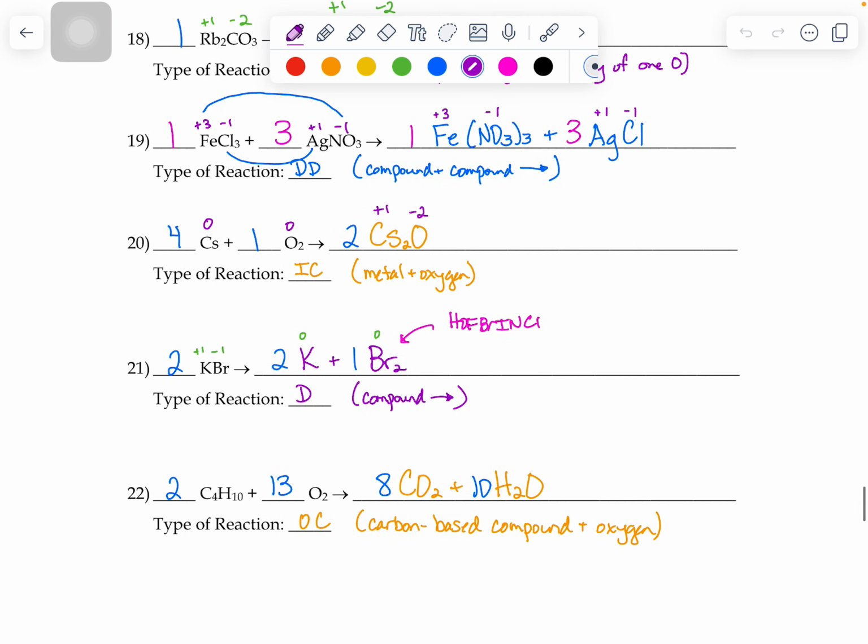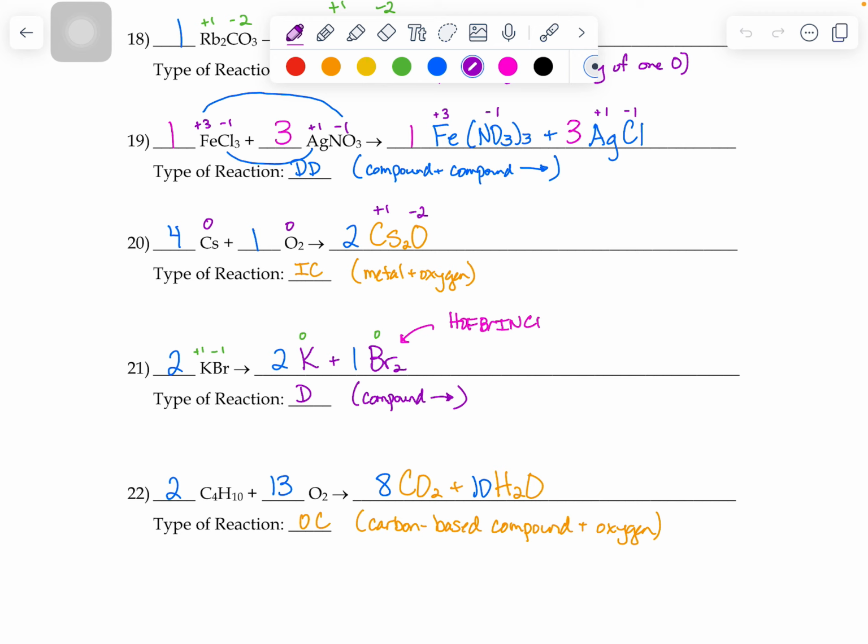Number 21 we know is a decomposition because I only see a compound on the left-hand side of the arrow. Nothing to marry it to, nothing to swap with, so we just break it down the middle. Potassium goes one way, bromine goes the other, and when you're making elements, be on the lookout for those Hofbrinkels. Potassium, K, is not a PS Hofbrinkel, but bromine is, so we have to put Br2. And then to balance overall, we need those blue coefficients, 2, 2, 1.